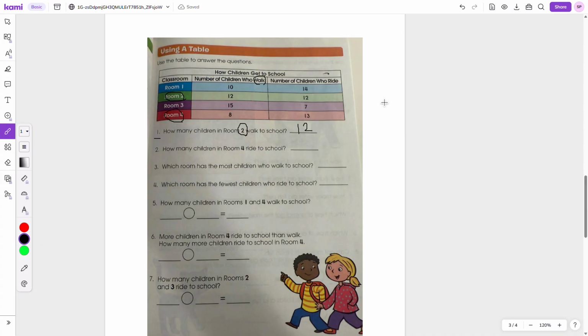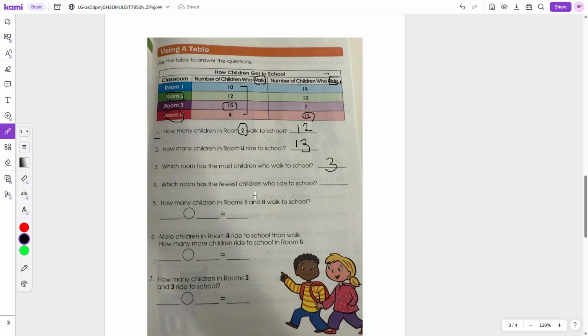Number 2, how many children in room 4 ride to school? So room 4, and now we have to look at the last column, which is who rides. In room 4, it'll be 13. Number 3, which room has the most children who walk to school? So we're only going to look at the walking column. Out of these numbers, 15 is the largest, so it'll be room 3.